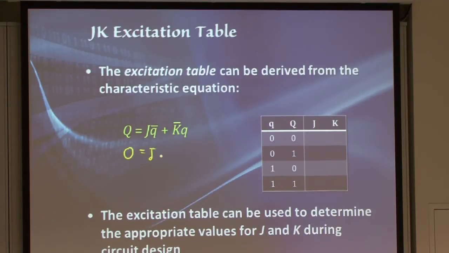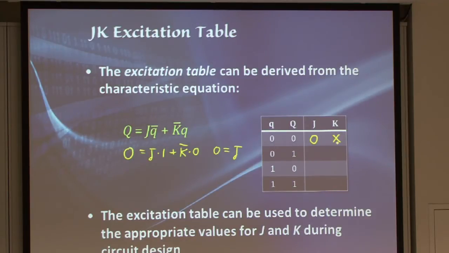So I want to stay in state 0. I will have some J anded with not of the current state. The current state is also 0, so anded with 1. Or not K anded with the current state. This current state is 0, so 0. Obviously, this will just become 0 equals J for the obvious reasons, or J equals 0. As for the K, it doesn't matter what K was because that 0 will zero it out anyway. So it could be either a 0 or a 1, and therefore it's a don't care.